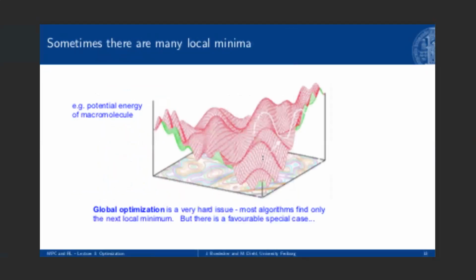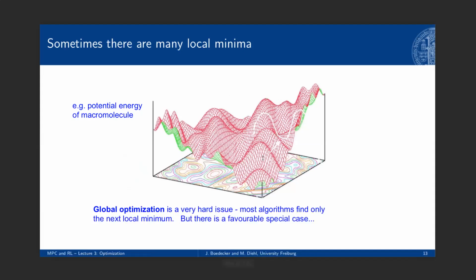But I should say that sometimes there are many local minima, or many local minimizers. Sometimes you have these molecule folding problems where you also want to find the minimum potential energy of a molecule, like protein folding, and there seem to be a lot of local minimizers. And I should say that global optimization is a very hard issue, so you usually don't try it. I mean, not in the context of big problems like we like to treat them. And so most algorithms that we talk about in this lecture, be it in machine learning or in nonlinear optimization, just find the next, so to say, local minimum, some local minimum, and we are happy with that.